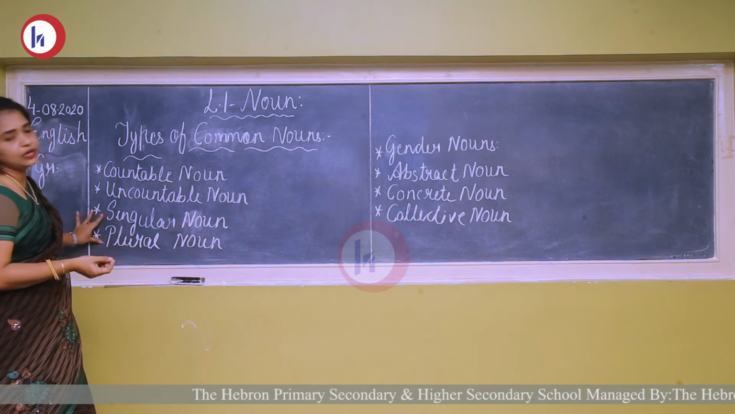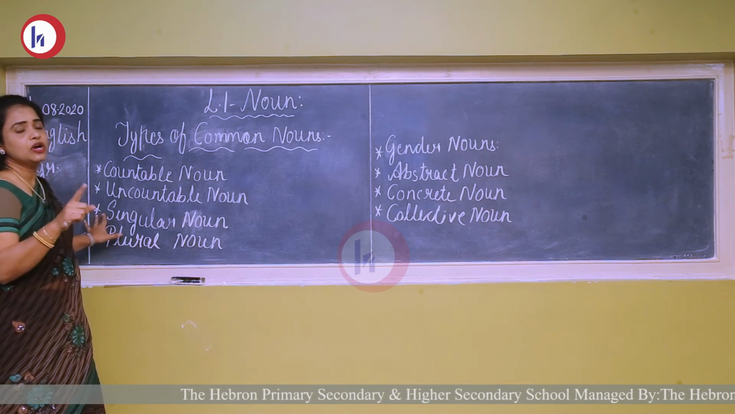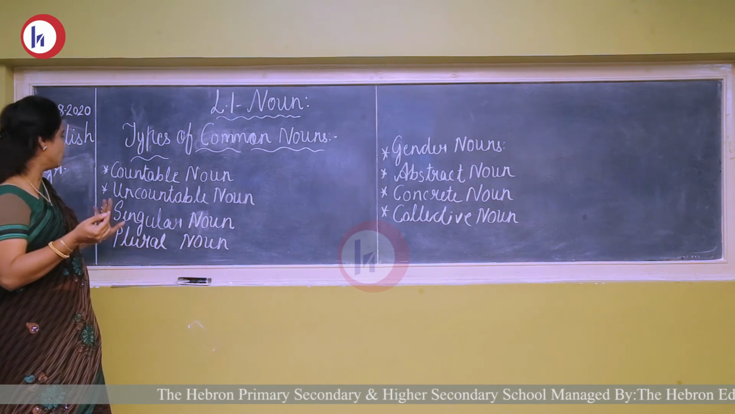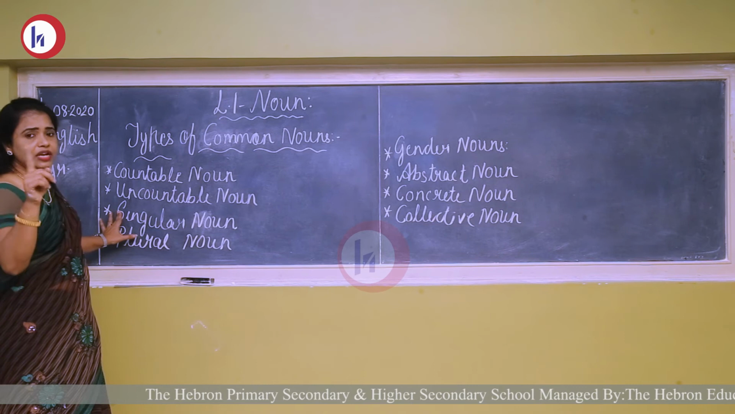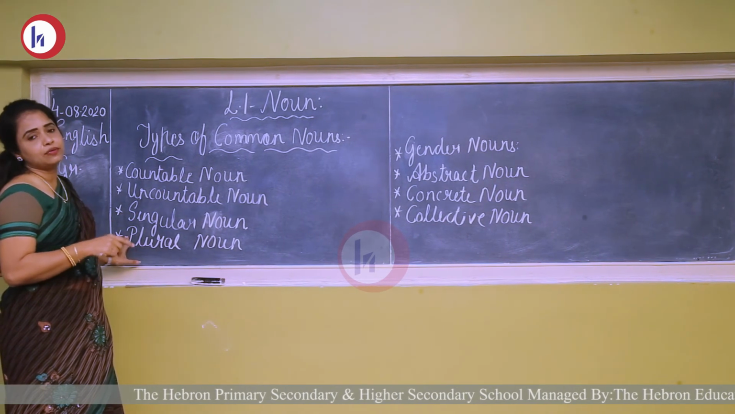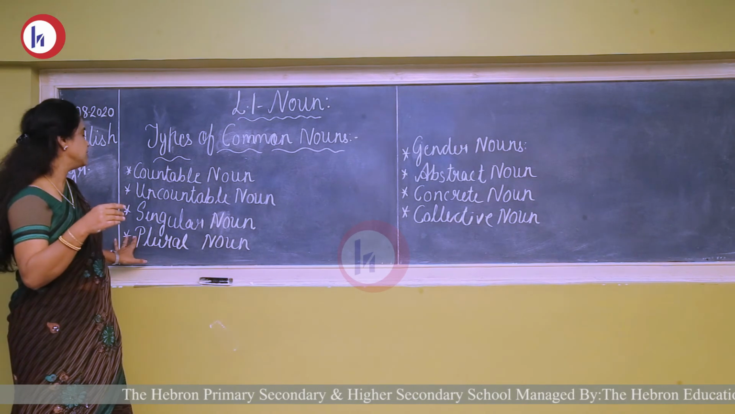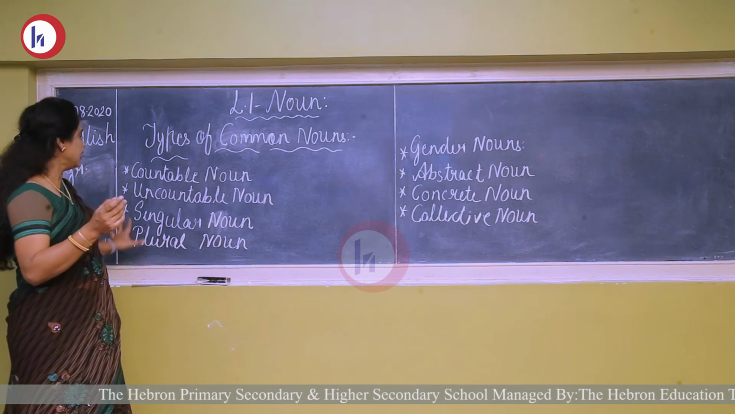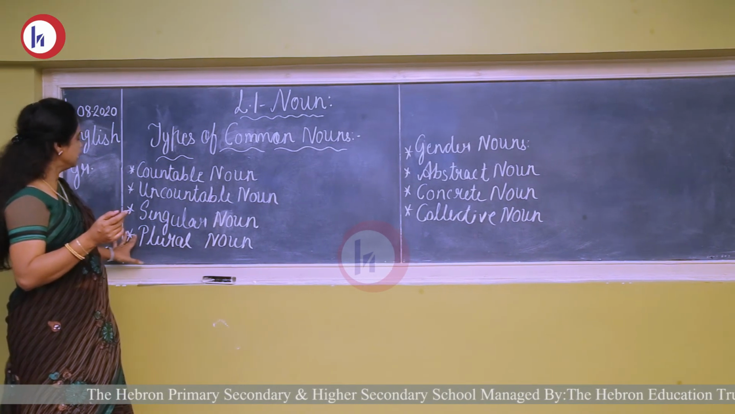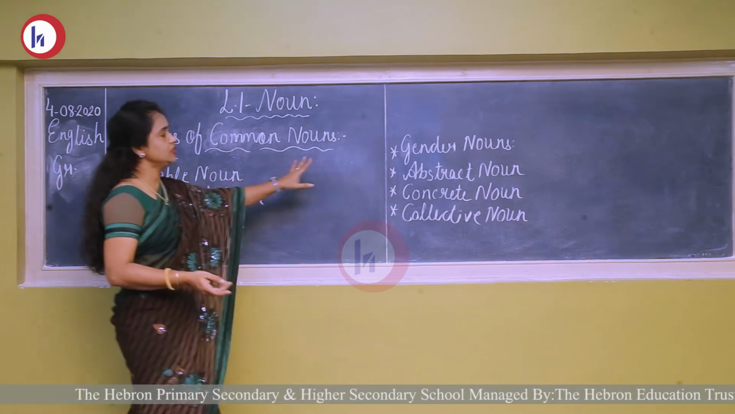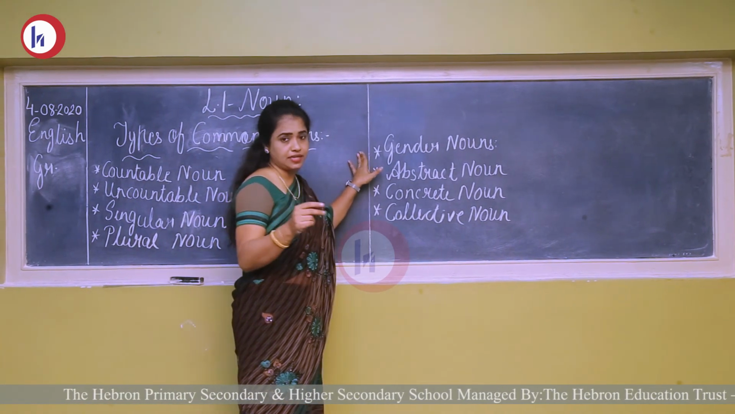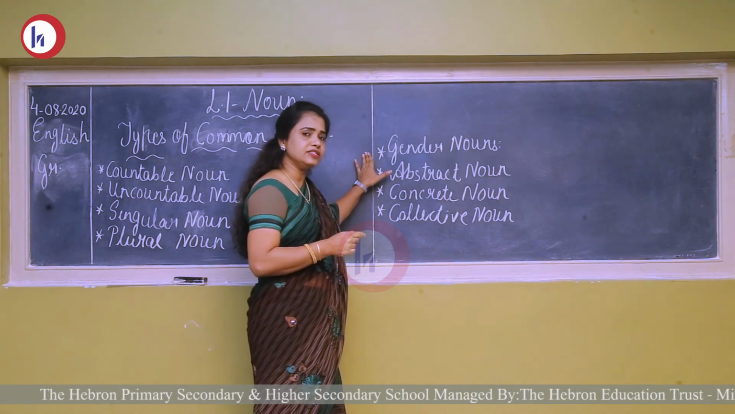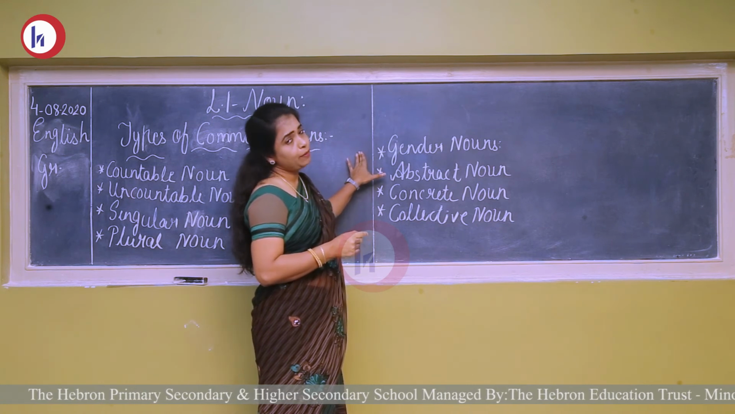Singular noun and then the plural noun. Singular means what? A single noun. Only one noun is being denoted. It can be a boy, it can be a girl. Then the plural noun: here the noun that is being talked about is more than one. Boys, girls, teachers. More than one. Then coming to the gender nouns, they are of two types: feminine gender and masculine gender. Feminine gender represents the female category and the masculine gender represents the male category.